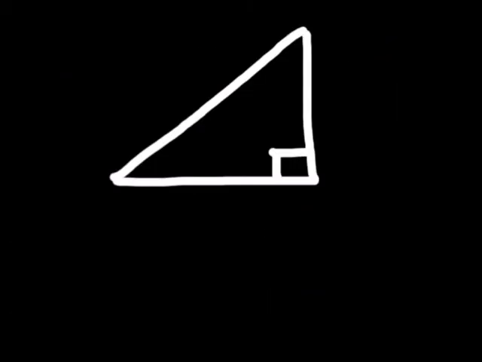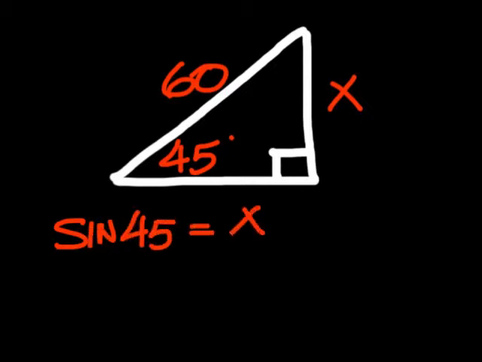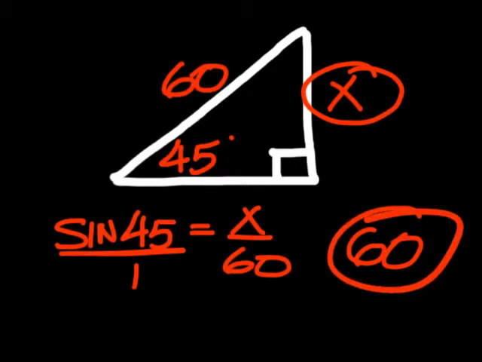Practice number 1. 45 degrees. We don't know this, but we do know this. Solve for x and round it to the tenths place. On this, it's going to be sine 45 degrees, and that equals x over 60. When you're missing a leg, it's a simple multiplication problem. So sine of 45 times 60 should give you an answer.